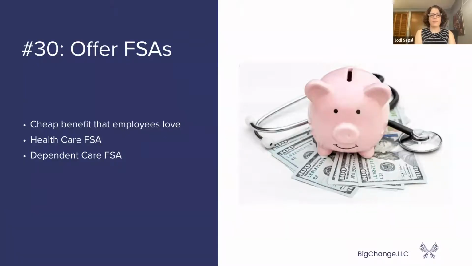Offer FSAs, number 30. This is one of my favorite benefits because it is low cost and high reward. A flexible spending account, which is different than a HSA, allows staff to set aside pre-tax money from each paycheck for health-related costs like copays, prescriptions, glasses, and braces. The limit on these plans is nearly $3,000.